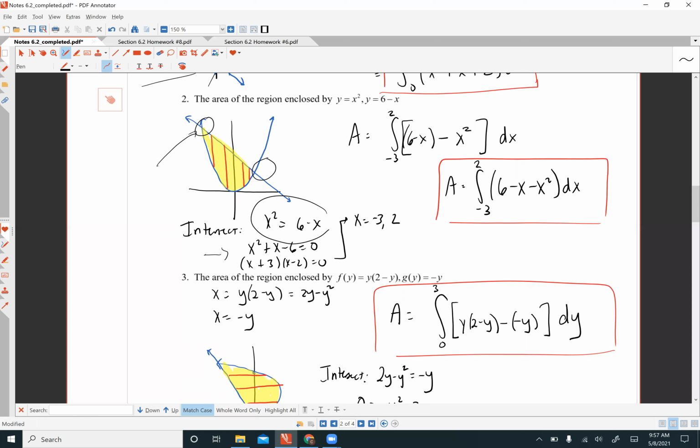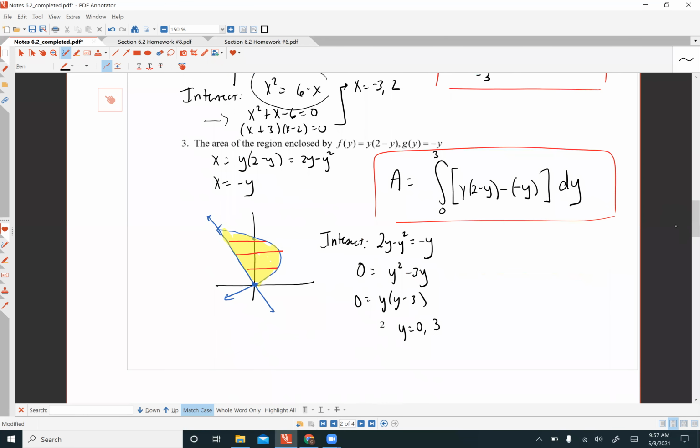Okay, so the higher function is 6 minus x. The lower function is x squared. So it's 6 minus x, and you subtract off x squared. And then we had to calculate the limits of integration. They weren't given to us like in the previous problem. So we're integrating from -3 to 2. Okay, and so I think that we know how to do that integral. Okay, so here's another one.